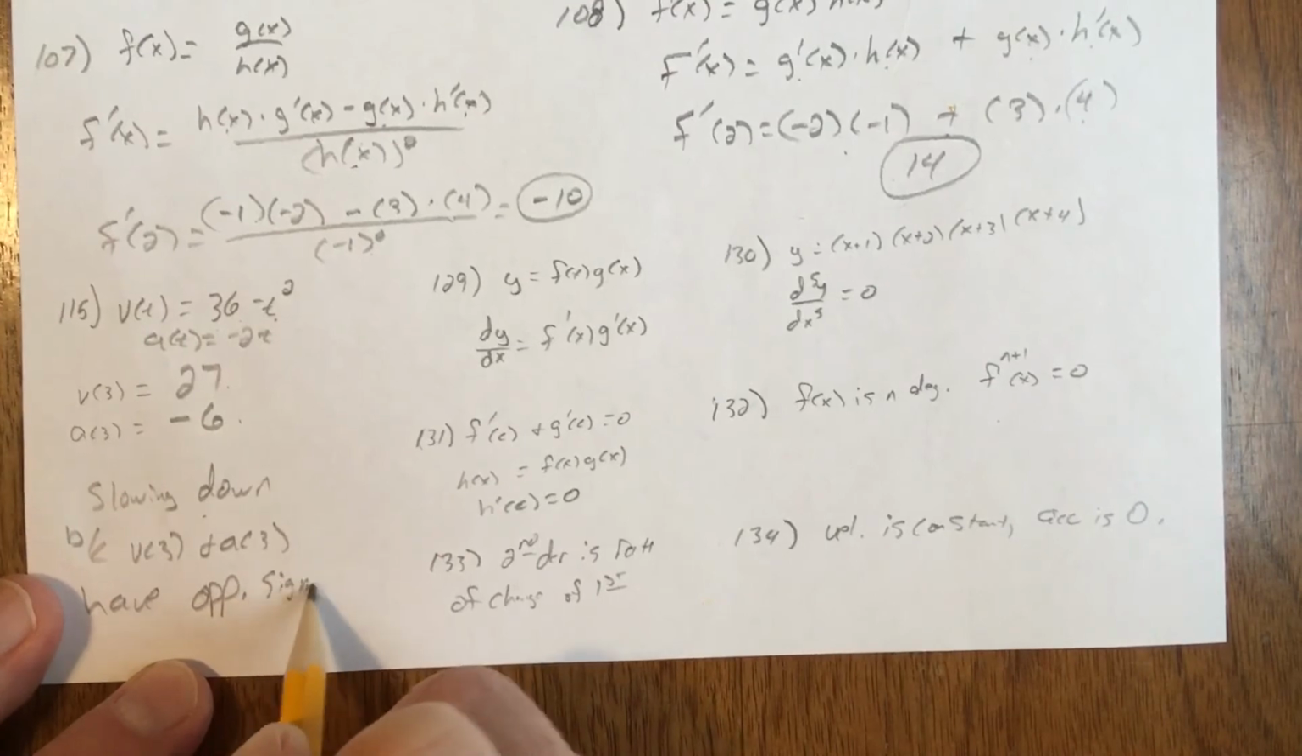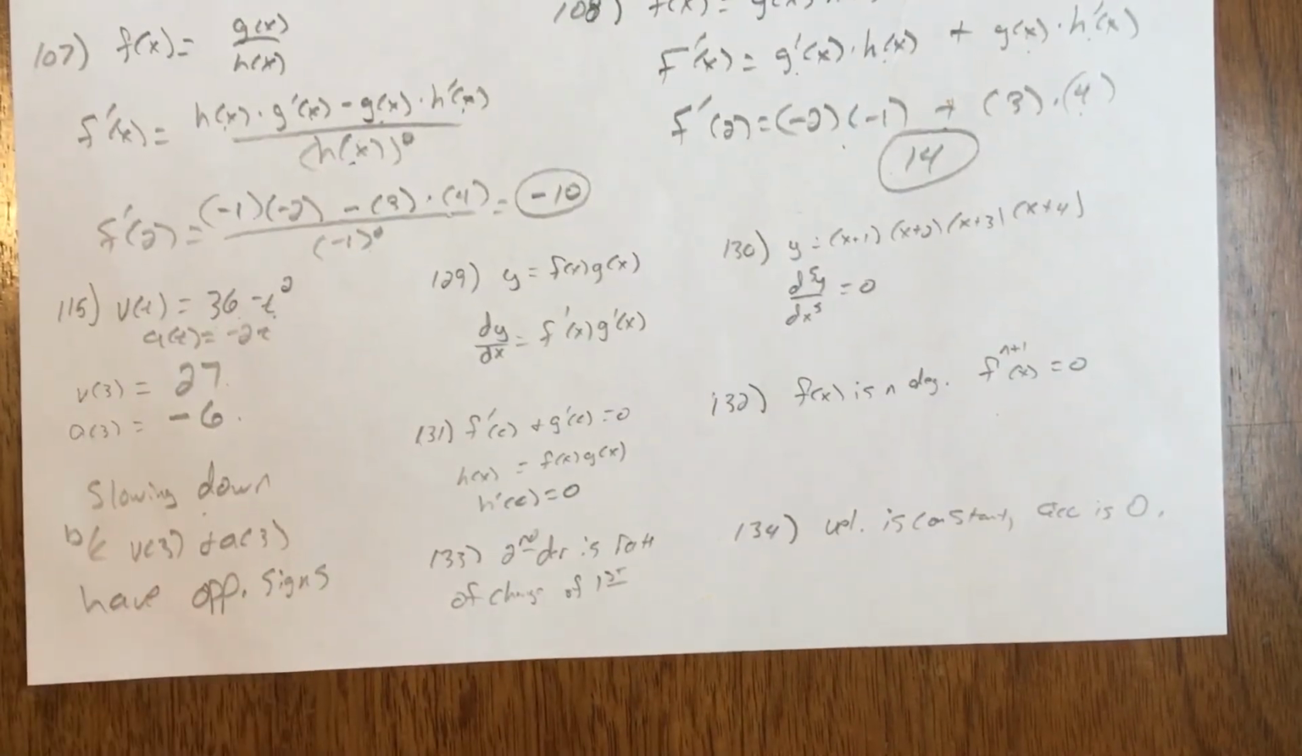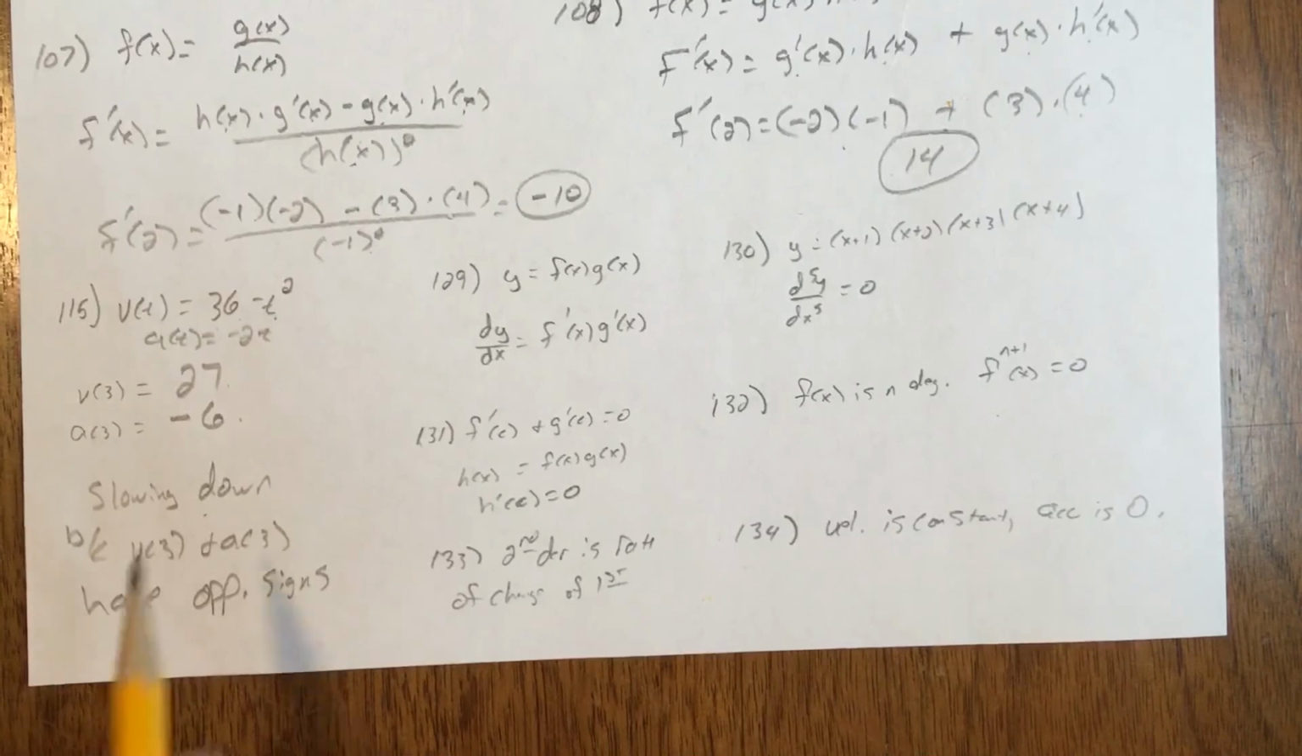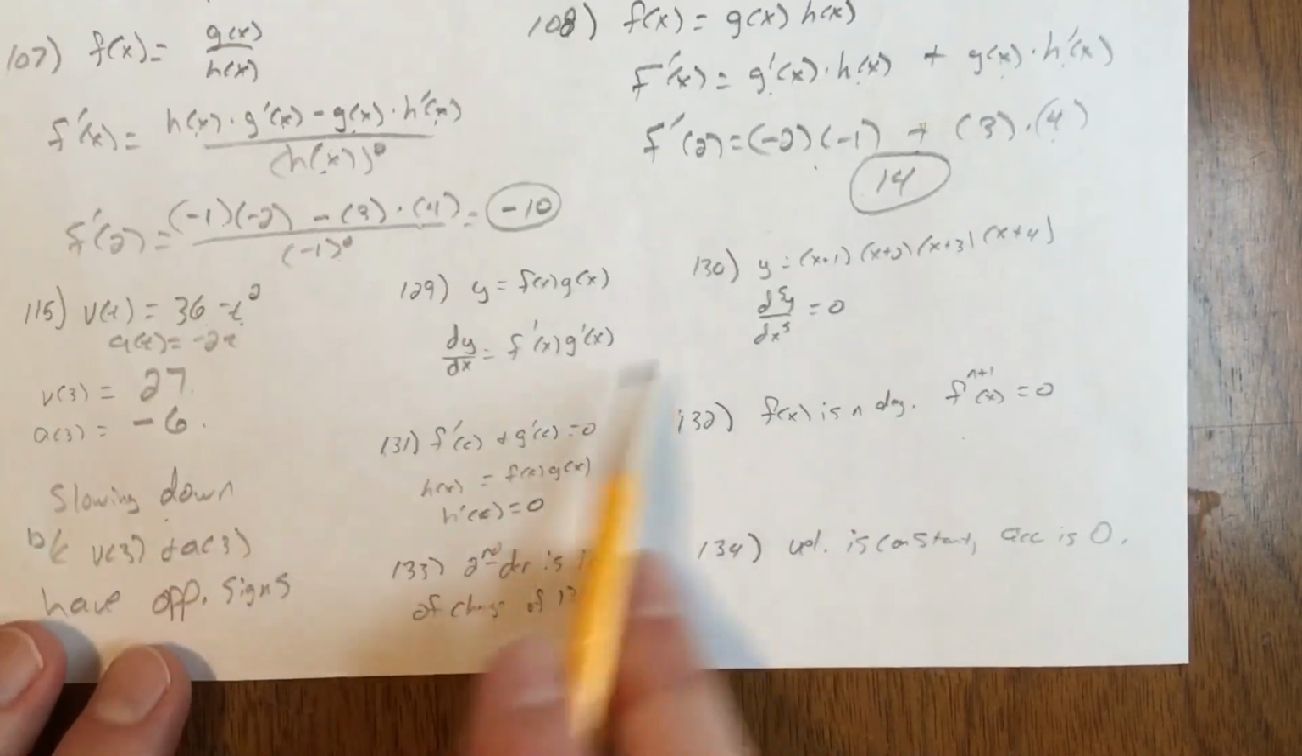And that's the easiest way to understand this. If my velocity and acceleration agree, if they're both positive or both negative, then we're speeding up. If they're opposite, then we're slowing down. All right, and so that's that one there. Then we have some true-false questions.